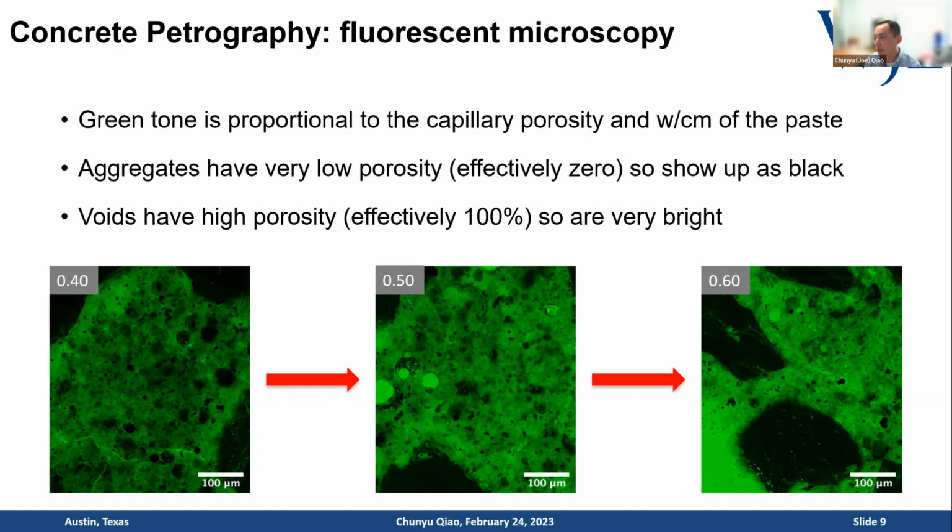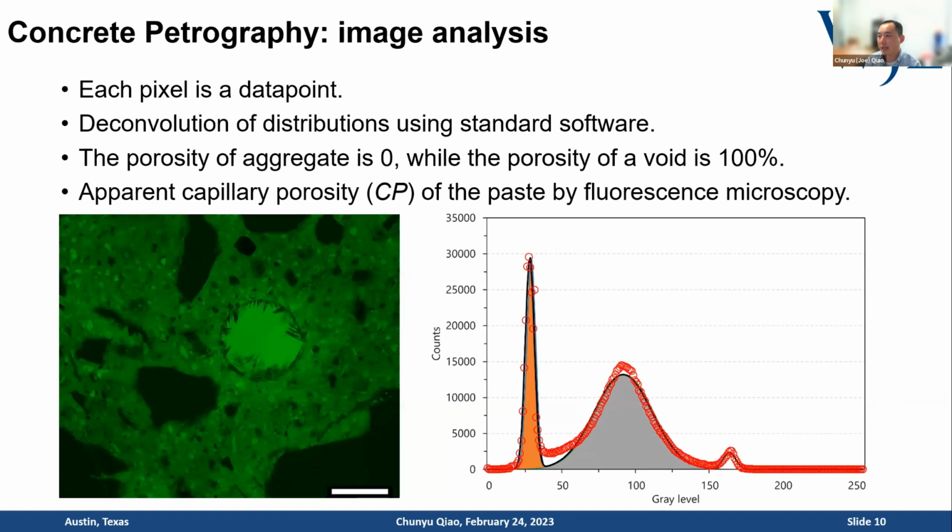So if your concrete thickness is the same, a higher porosity concrete with a higher water-cement ratio will glow a brighter green tone because you have more epoxy in the pores. So by examining the different brightness of these green tones, that can give us quantitative information about concrete porosity, like we're going to talk about in the next slide.